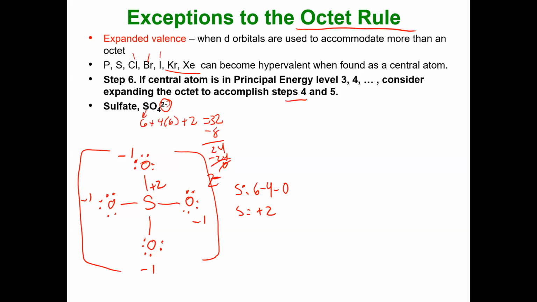But in steps 4 and 5, what do we want to do? We want to minimize formal charge. So when you have a central atom that can expand the octet, what you can do is take a lone pair, and for every +1, if you add a bond, it'll reduce the magnitude of that central atom's formal charge by 1. So by taking a lone pair from 2 oxygens, it'll make that sulfur have a 0 formal charge. Let's see what that looks like.